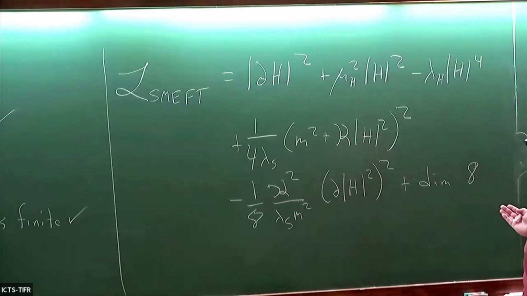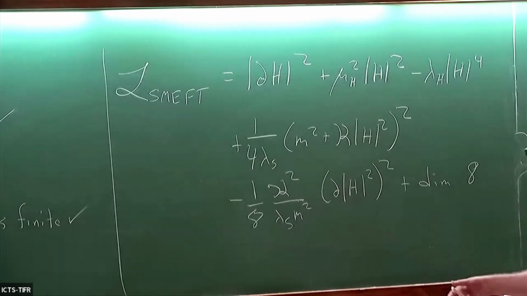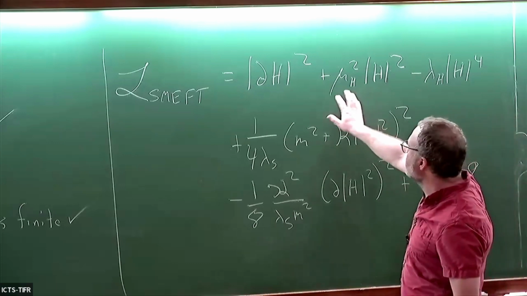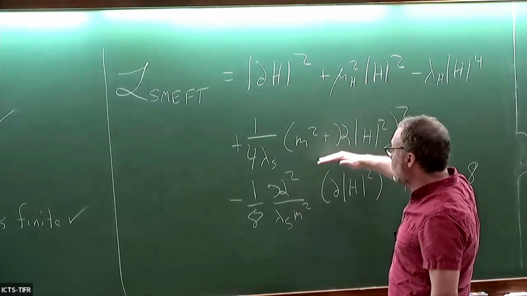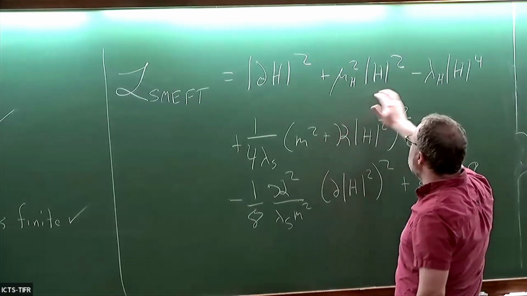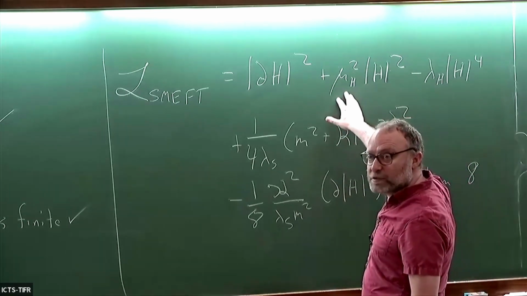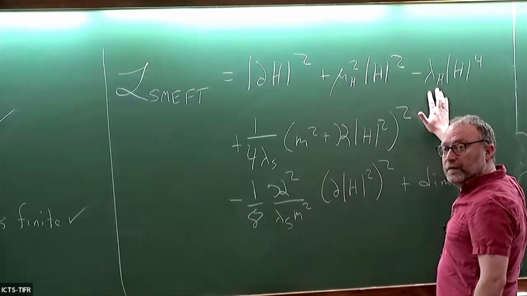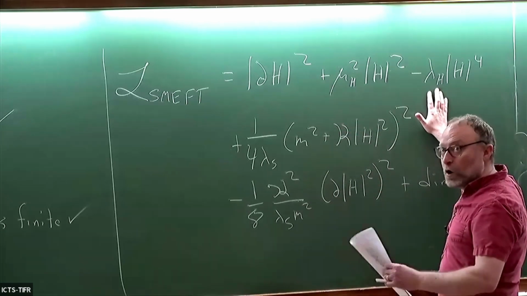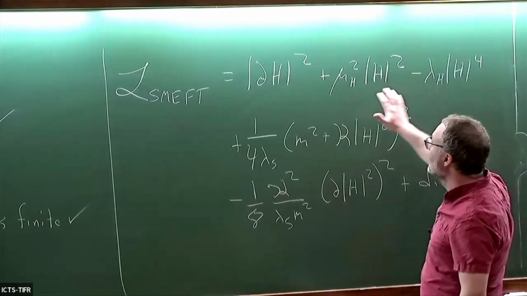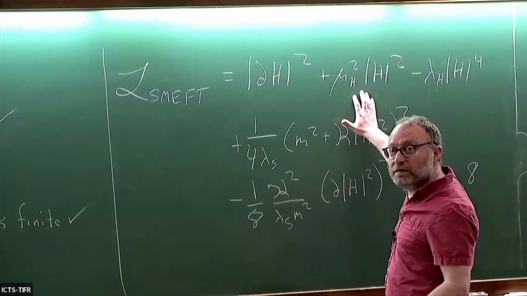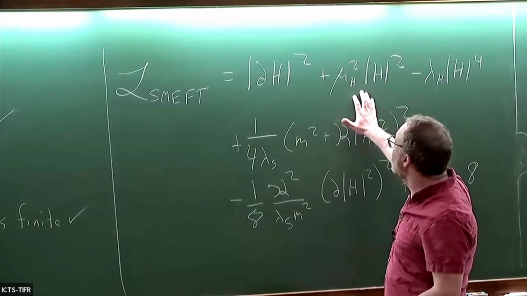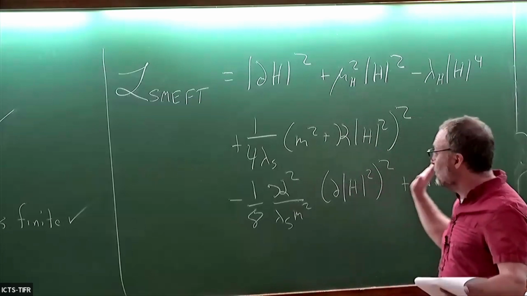What do I want to say? Just as expected in any matching calculation, we get corrections to the dimension 4 terms. That's here. So we need to redefine what we mean by the mass squared parameter and the quartic at low energies, as we always have to do in EFT. That, by the way, is the connection to renormalization. It's exactly the same idea. We redefine our parameters at low energies to incorporate UV physics.